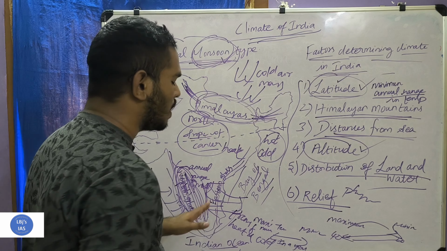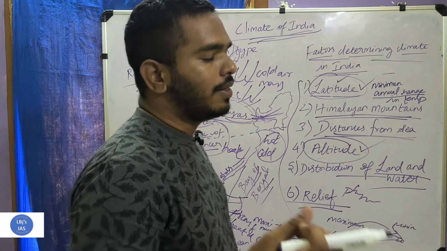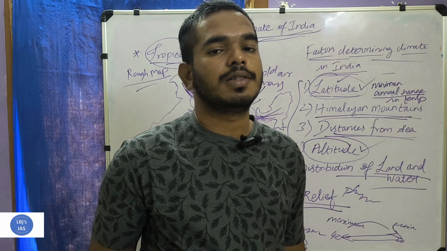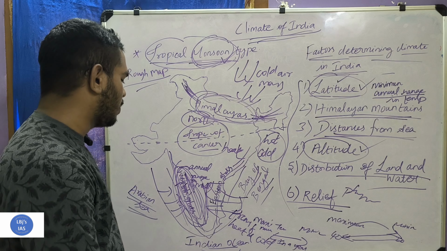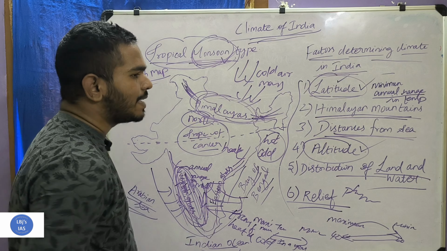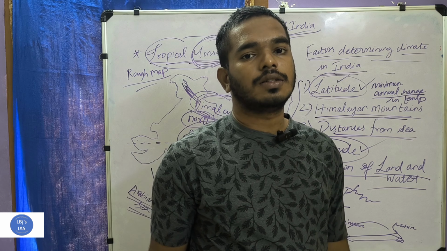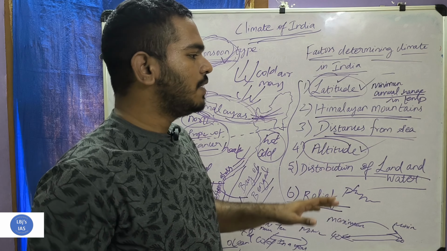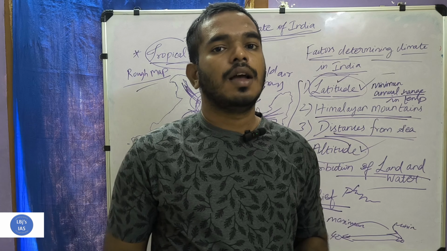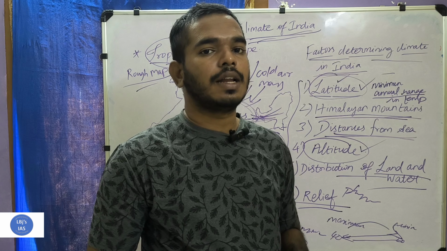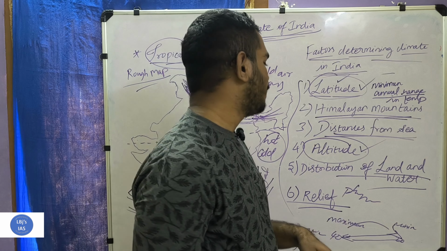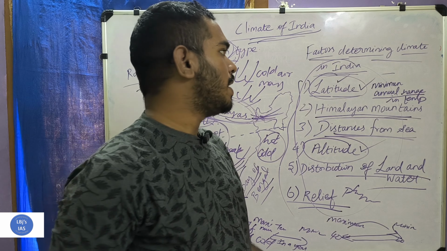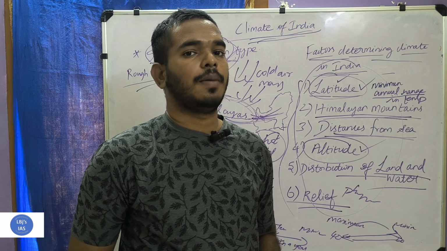Whenever the wind crosses the Western Ghats, the air loses its moisture. There will be no moisture or minimum moisture in the wind. That is why the area that lies on the leeward side of the Western Ghats receives low rainfall. Likewise, mountain places which lie on the windward side receive higher rainfall, and those on the leeward side receive lower rainfall. So these are the major factors determining the climate of India. Thank you.